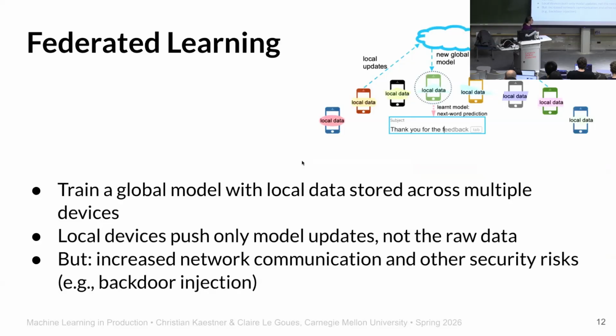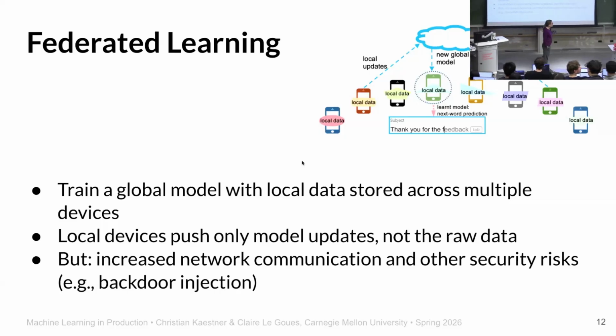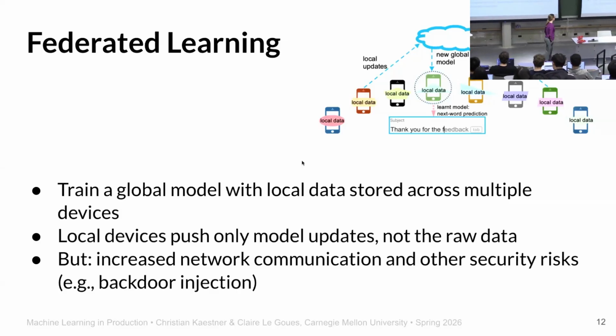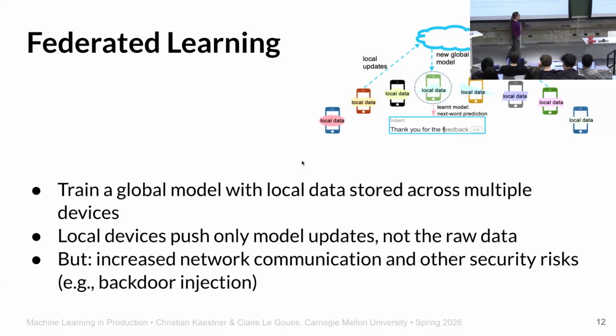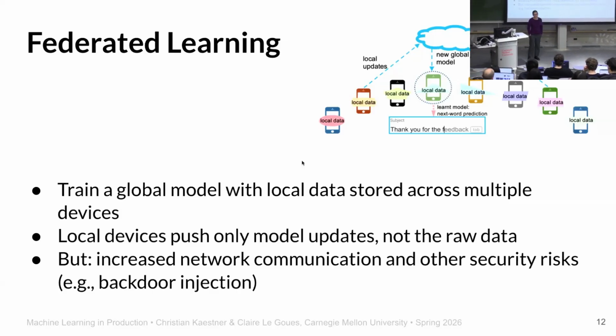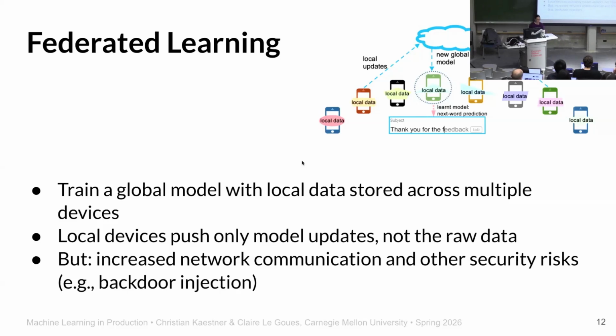Another strategy in machine learning, in the training sense, is an entire field called federated learning, which you might be familiar with from your machine learning background. Here is where you train a global model with local data stored across multiple devices. And local devices only push model updates, not the raw data. You could in principle have private information about me, but only update the model with model updates related to my private data, right? And never actually share that data beyond my control. That's sort of the dream of federated learning.